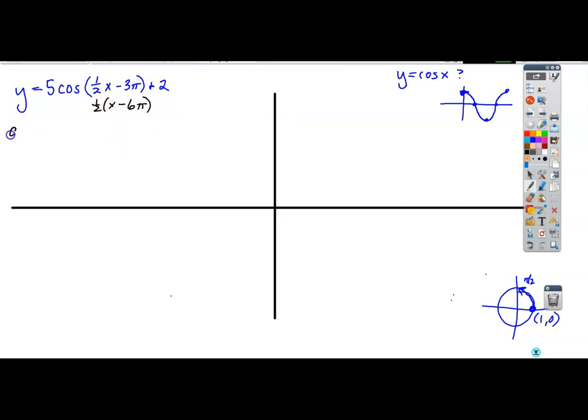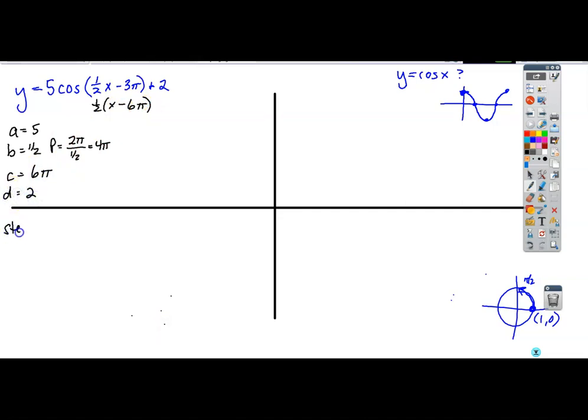Okay, so my A value is 5. My amplitude is now 5. My B value is 1/2, which means careful. If I want the period, I take 2 pi, because cosine also has a period of 2 pi, just like sine, and I divide it by the 1/2. Uh-oh, my period is now 4 pi, because dividing by a fraction is multiplying by the reciprocal. Phase shift ended up being, careful, a minus is actually 6 pi to the right, so positive 6 pi, and then my D value is 2.